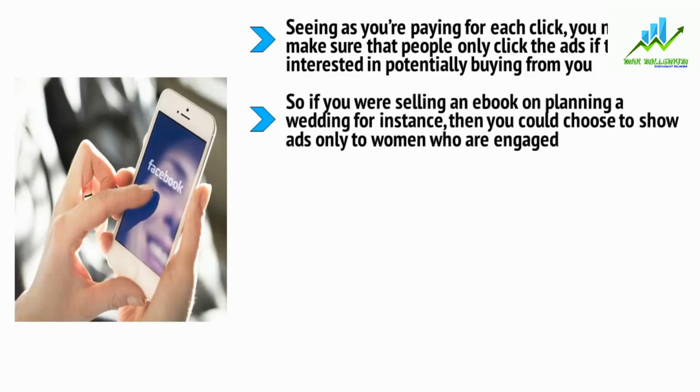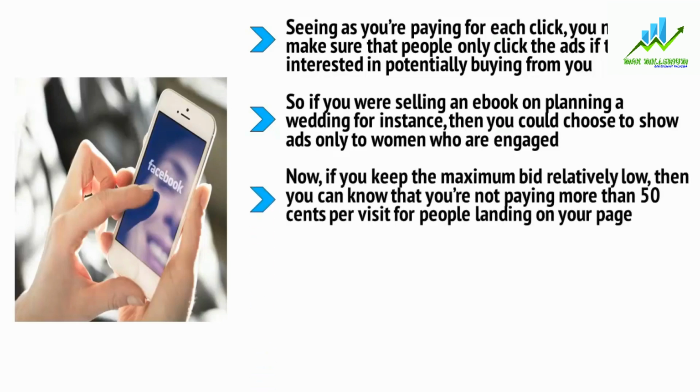So if you were selling an ebook on planning a wedding, for instance, then you could choose to show ads only to women who are engaged. This way, there will be a much higher chance of them being interested in your books. Now, if you keep the maximum bid relatively low, then you can make sure that you're not paying more than 50 cents per visit for people landing on your page, and that all those visits will be from engaged women. If you sell an affiliate ebook for $100 and keep 75 of that, then you can afford to pay for 150 visitors and only make one sale.